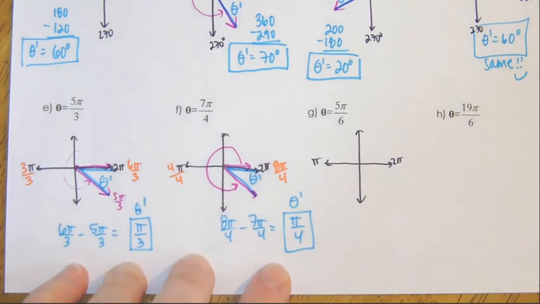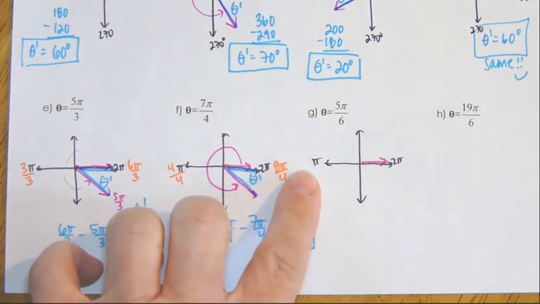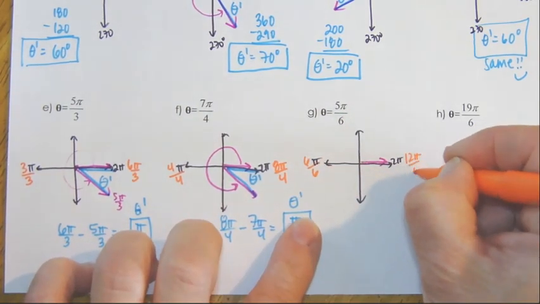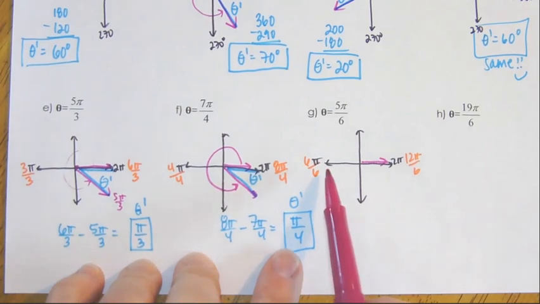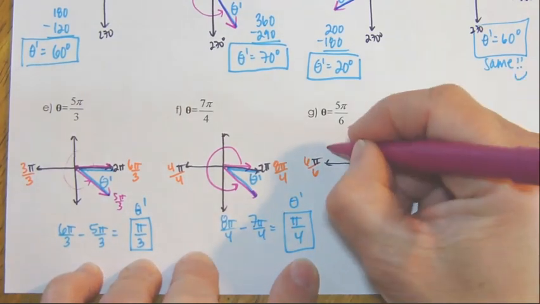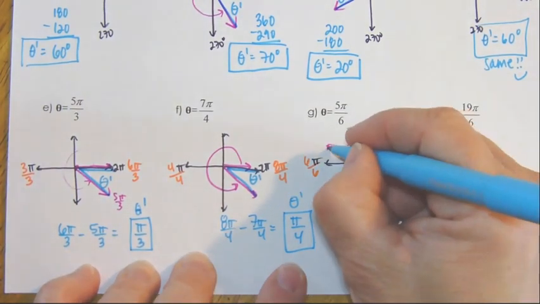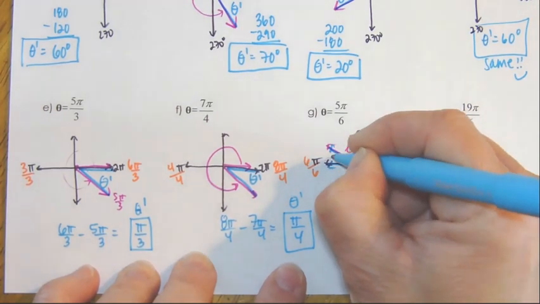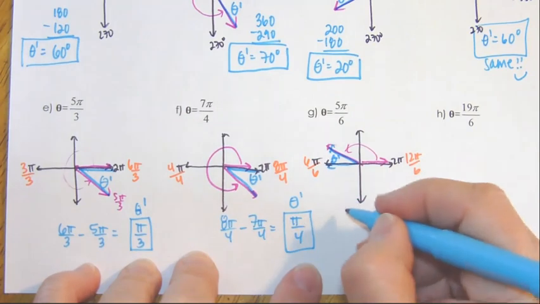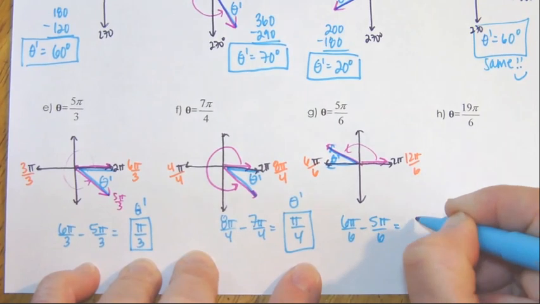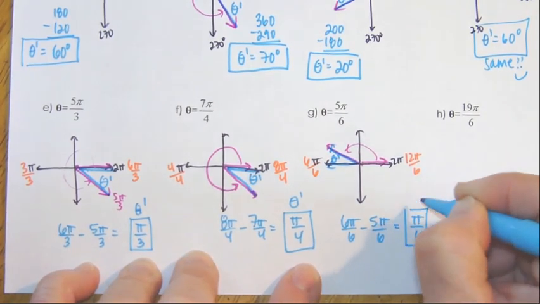Next one, 5 pi over 6. I'm going to start with my initial side, which is always the same place. I'm going to change this to 6 pi over 6 since I'm working with sixths. This would be 12 pi over 6. So 5 pi over 6 isn't going to make it all the way to half a circle. It's going to be about right there. There was my angle, 5 pi over 6. My reference angle touches the terminal side and the x-axis. So it's that little one right there. To get this reference angle, I'm going to have to do 6 pi over 6 minus 5 pi over 6, which gives me a reference angle of pi over 6.